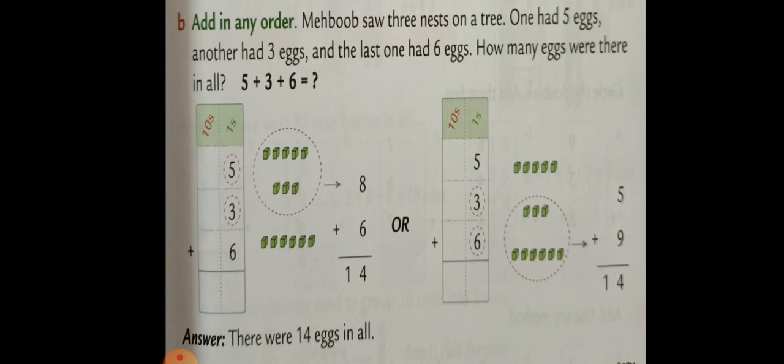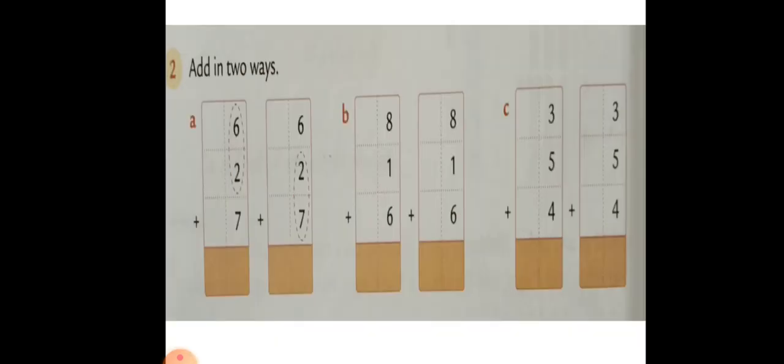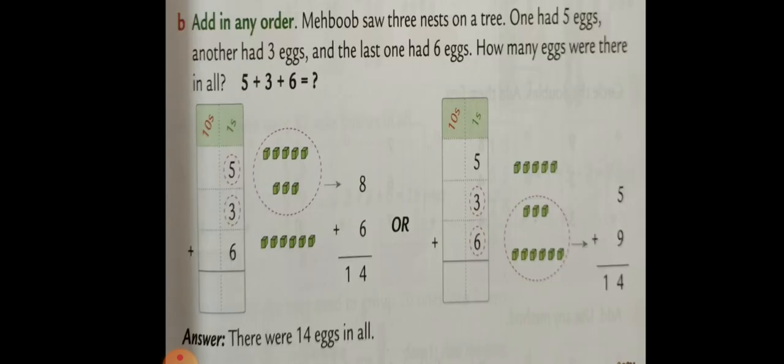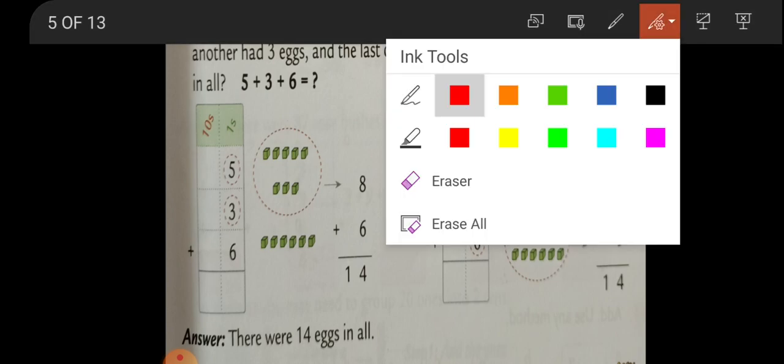Now add in any order. In any order you add. It is not necessary that we take the two numbers which give you the total 10. Not like that. Any two numbers you add, then you add the third number. That is what it is giving you. It is not necessary. The usual addition which we do is the same only.